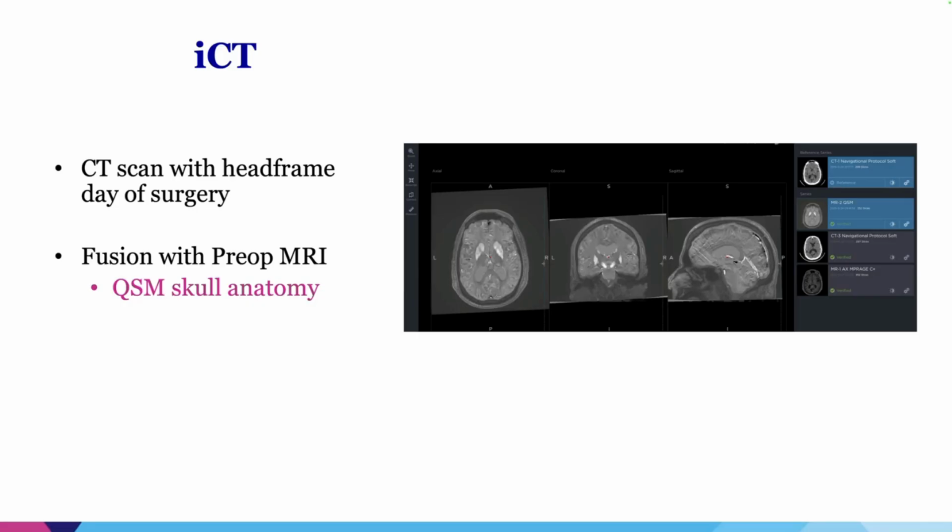In my practice, and maybe this may come as a surprise to some, I put all patients under general anesthesia and pharmacological paralysis. I like exquisitely good images, and essentially a non-moving patient gives the best kind of imaging. Pharmacological paralysis is pretty good in terms of keeping a patient from moving. And so that CT scan kind of serves as the reference scan during the fusion with the pre-op MRI. And again, the QSM skull anatomy helps make sure that you get a good fusion.